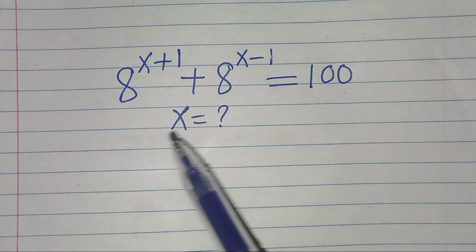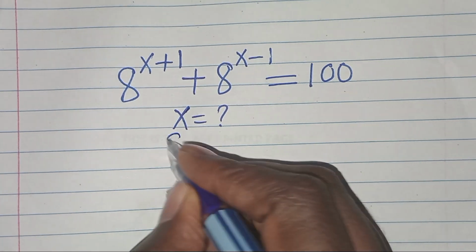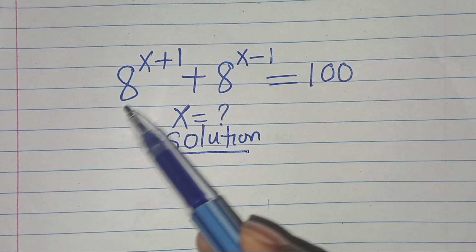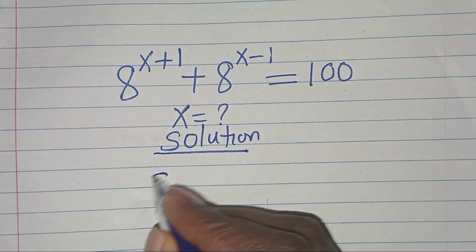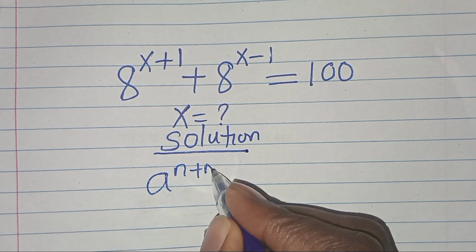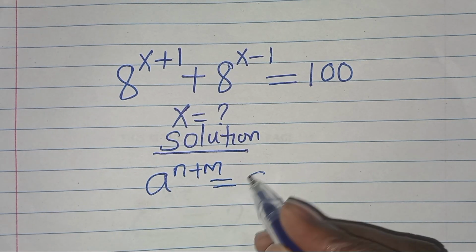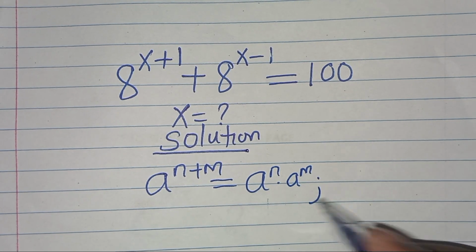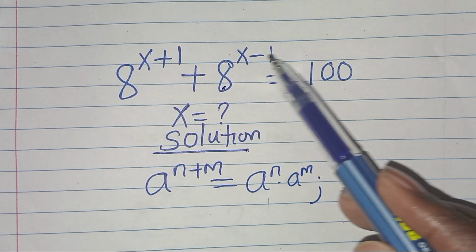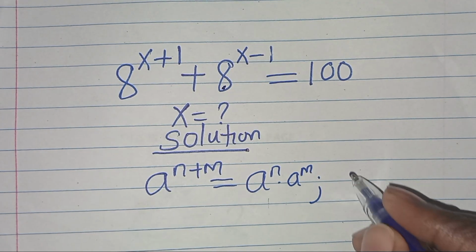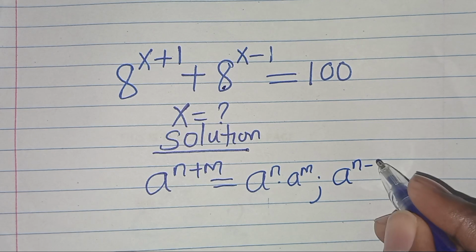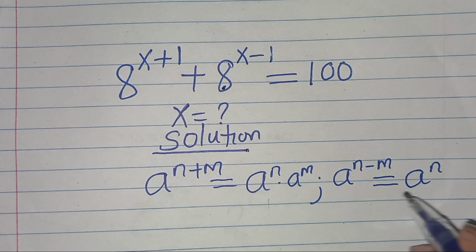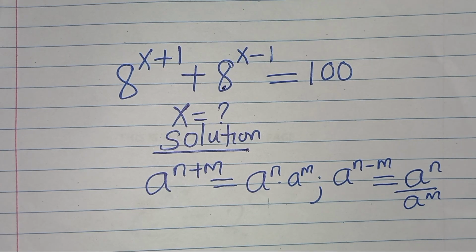Now, let's solve for the value of x from here. Solution: we have 8 to the power x plus 1. This is in the form of a to the power n plus m, which we can express as a to the power n multiplied by a to the power m. We have 8 to the power x minus 1. This is in the form of a to the power n minus m, which we can express as a to the power n divided by a to the power m.